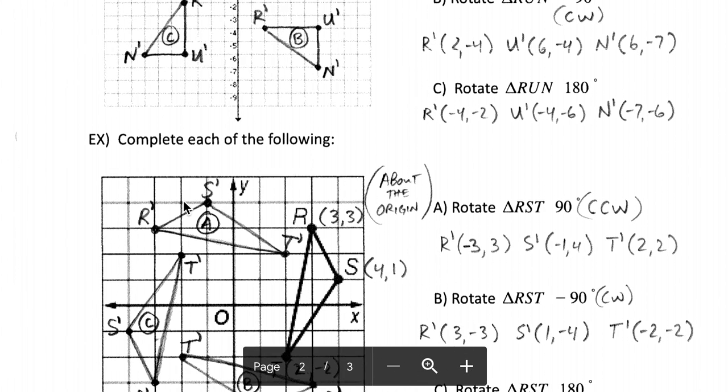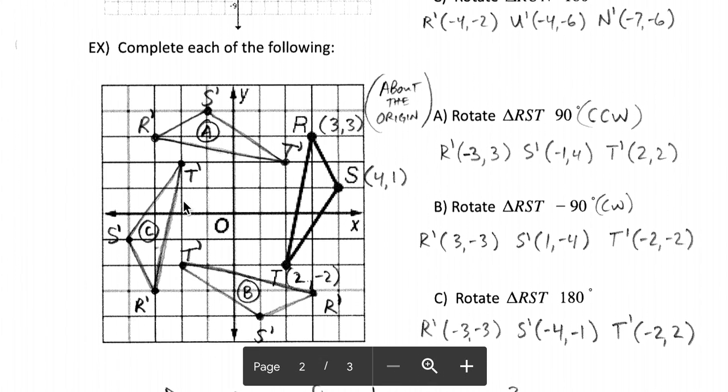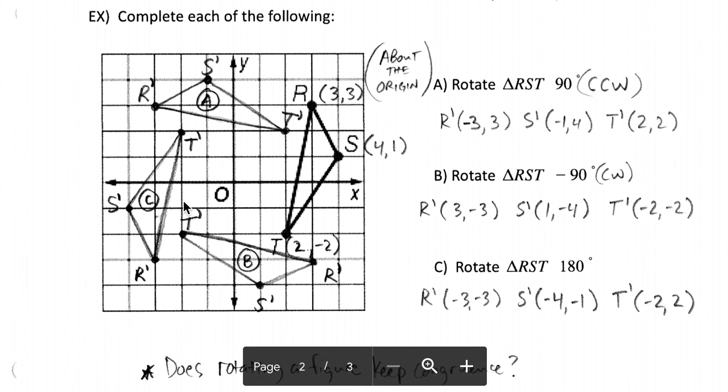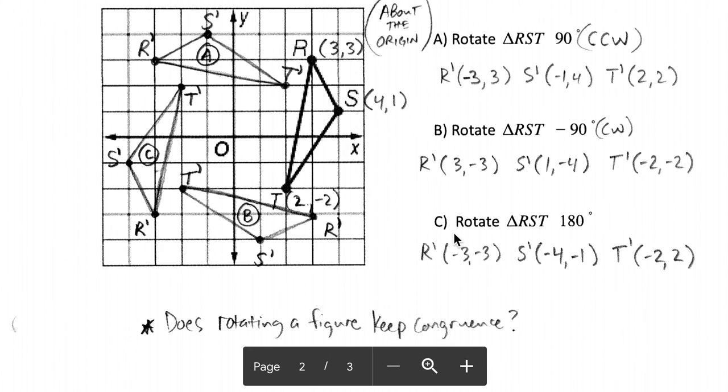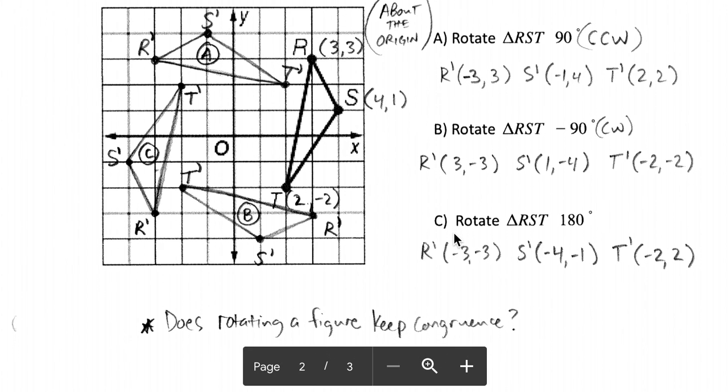All right, I gave you another example, which is pretty much practicing the exact same thing, just with a different starting triangle. So go ahead and take a moment to practice that one on your own, and then you can pause the video and check your answers by looking at it here. All right, hopefully you came about with the same answers.